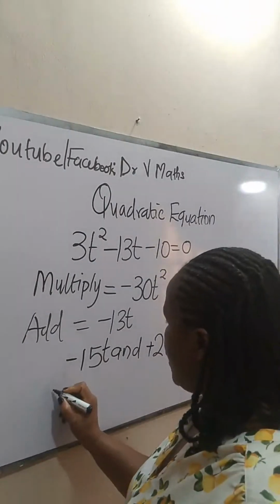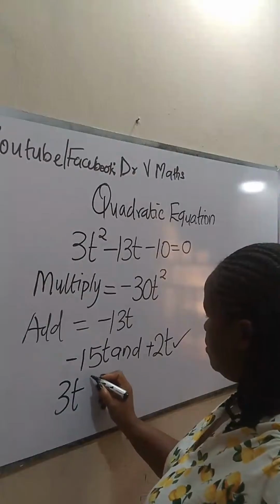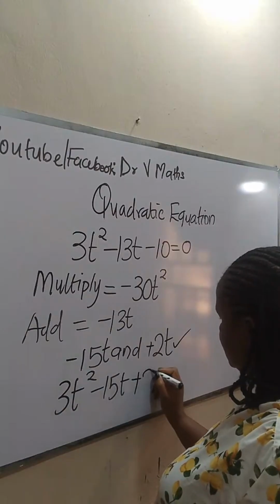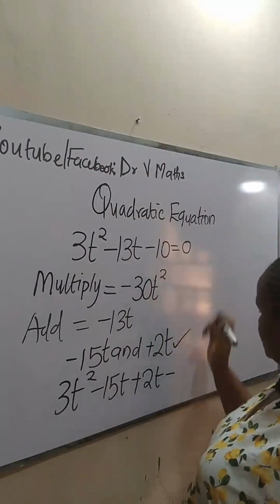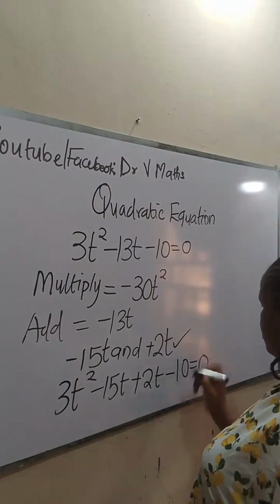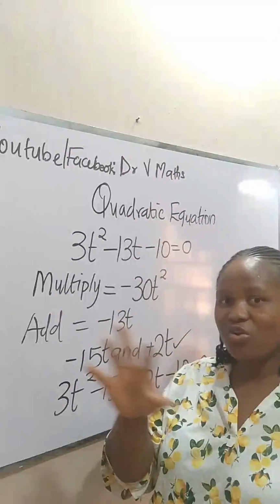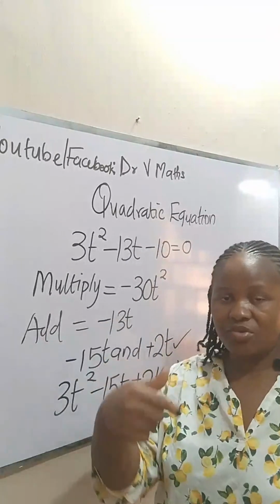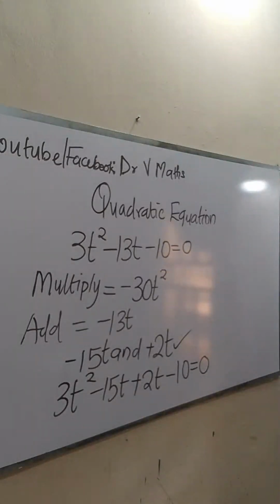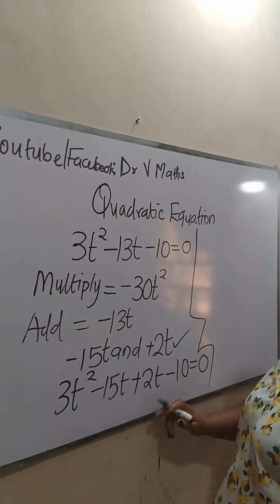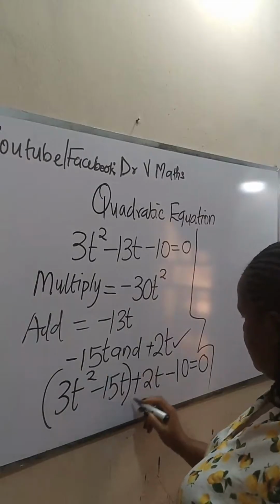We'll start from here. We have 3t squared minus 15t plus 2t minus 10 is equal to 0. Whenever I go back behind the camera to look, I'm just trying to see whether you're seeing what I'm doing, because I can't see the front of where you're watching from. So please understand that. Good. So it's clear. Then when you have that, we are going to put them in parentheses like I said.